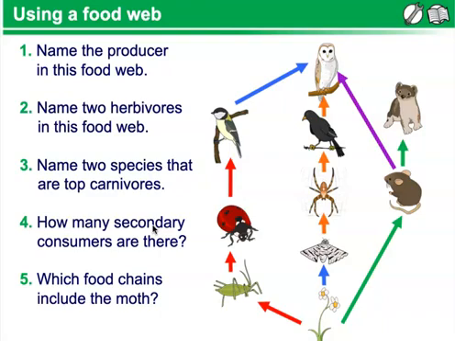For number 4, there are 4 secondary consumers: the ladybird, the spider, the stoat, and the blue tit. And number 5, the daisy, the moth, the blue tit, the barn owl, and the daisy, the moth, the spider, the goldfinch, and the barn owl.